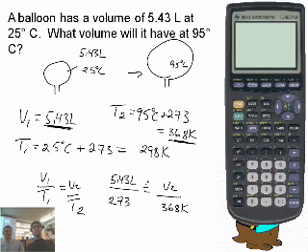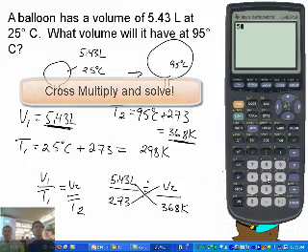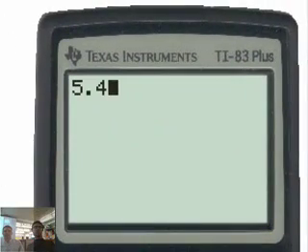Now, how do you solve that problem? I would just cross multiply. Remember, folks, you can cross multiply, and when you cross multiply, you can get the answer. So I can take 5.43, I messed up there. Delete. All right, clear. I'll do this again.